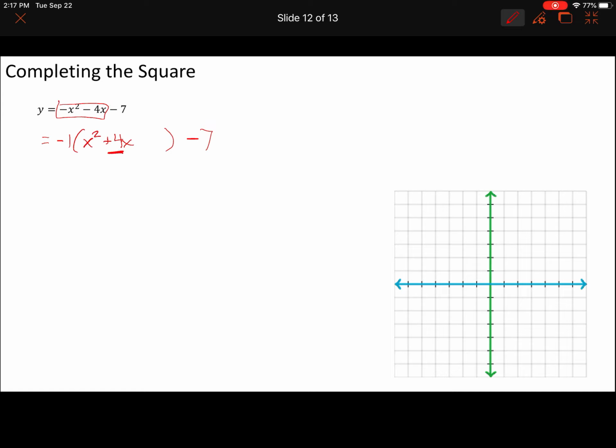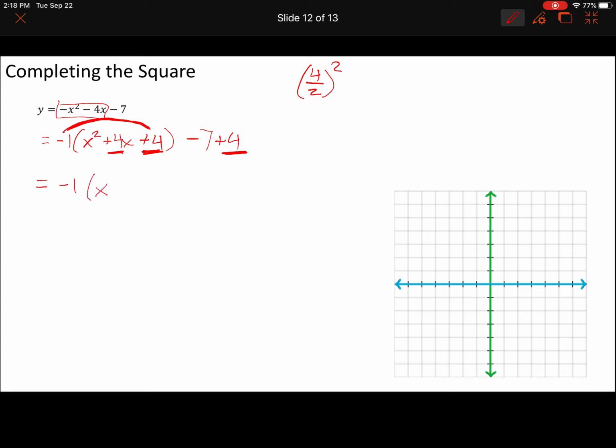Okay, so I take my 4 divided by 2, which is 2, and then we square it, and then we get 4. Okay, so if I added 4, I have to offset that on the outside, but did I really add 4? And the answer is no, I actually added 4 times -1, which is -4. So I really minused 4. So I need to offset that by adding 4.